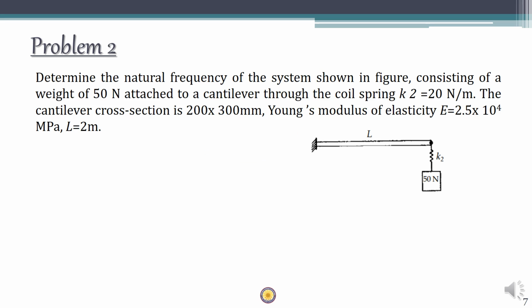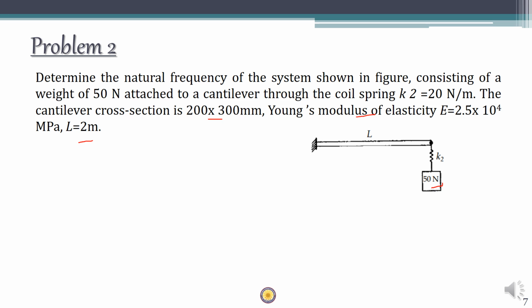Now let's see another problem. Here we are asked to find the natural frequency of the system shown in the figure, consisting of a weight of 50 Newton. The weight is given as 50, which means that mass is equal to 50 by 9.81, and it is attached to a cantilever through a spring of stiffness K2 equal to 20 Newton per meter, and there will also be stiffness associated with the beam. In order to find the stiffness of the beam, we are given the cross section, length, and the Young's modulus of the beam.